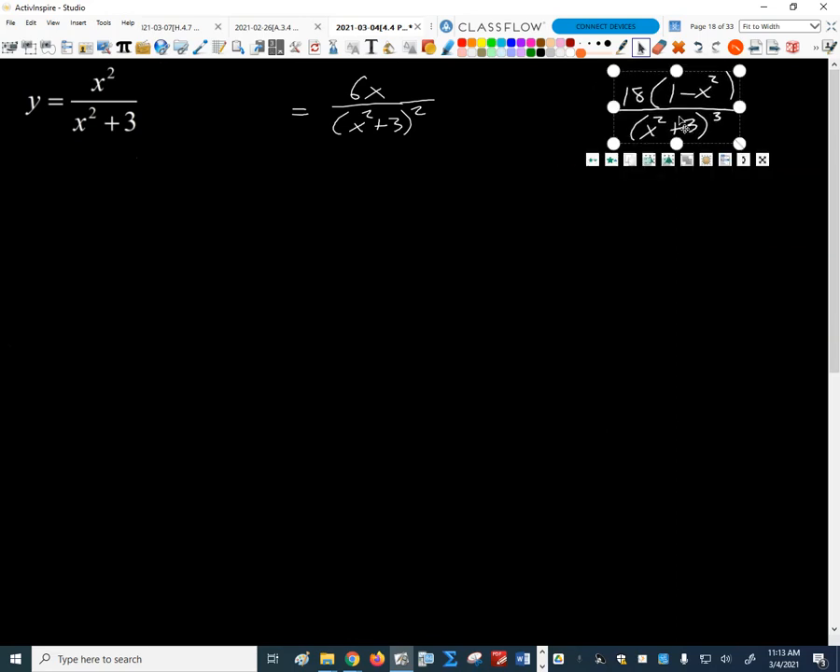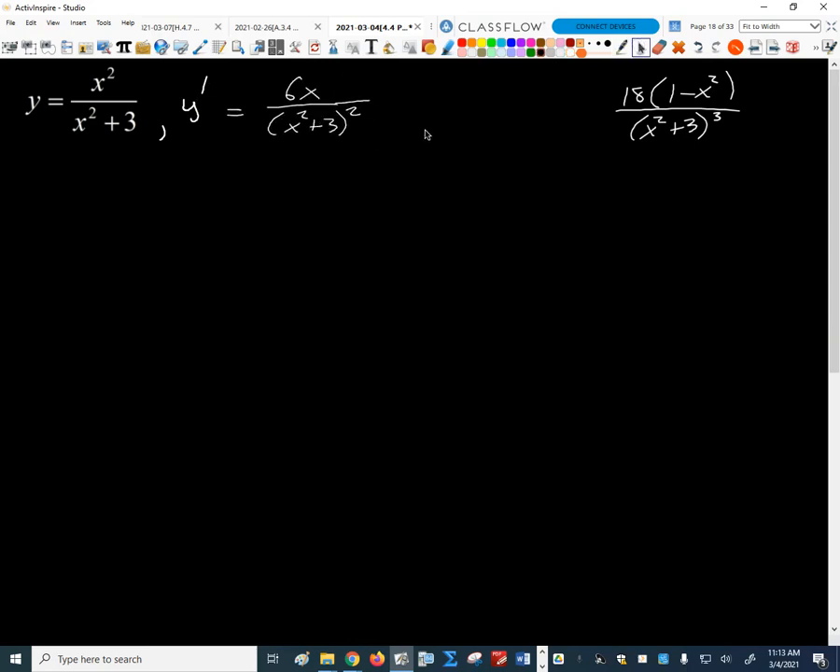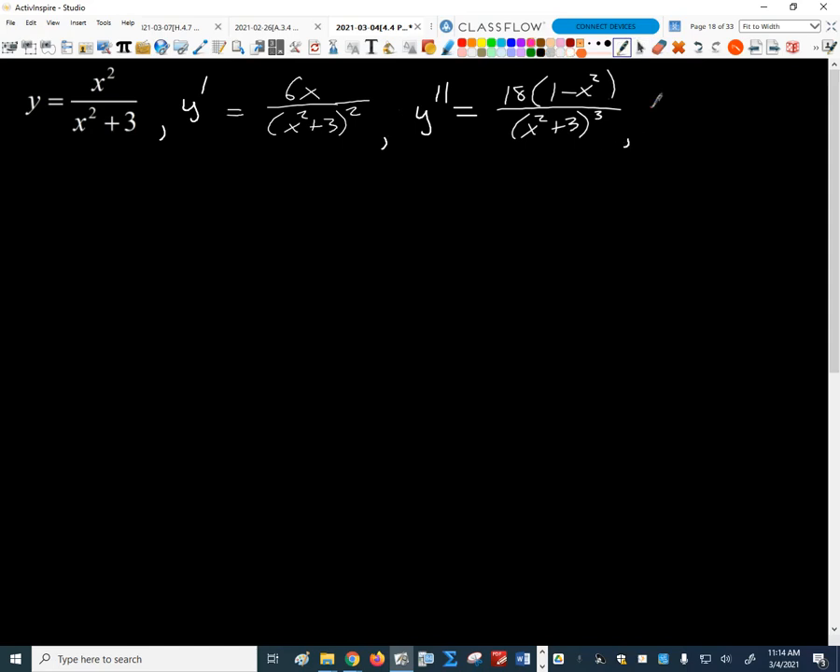Okay, so there's our function, our first derivative, and our second derivative. And then we had our limit. I'll just write that in. Okay, so let's make a table out of all this.